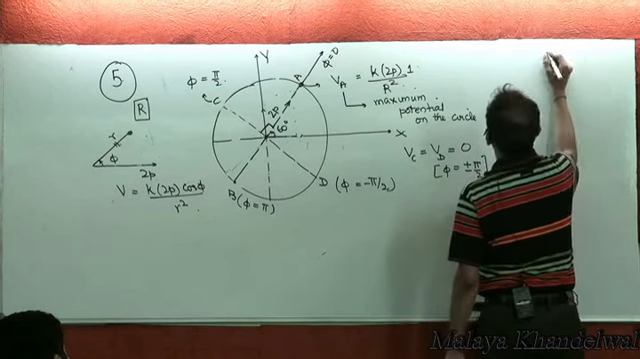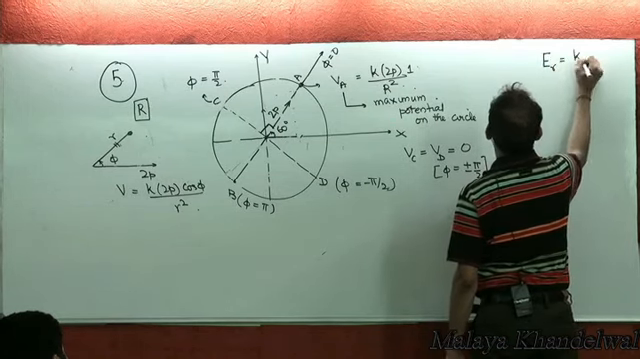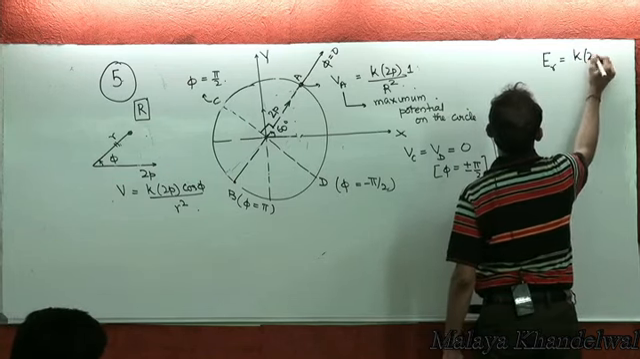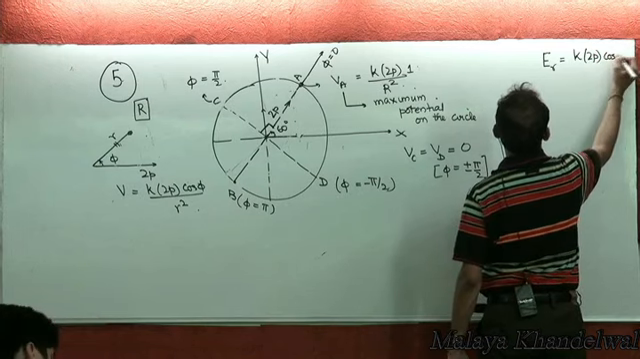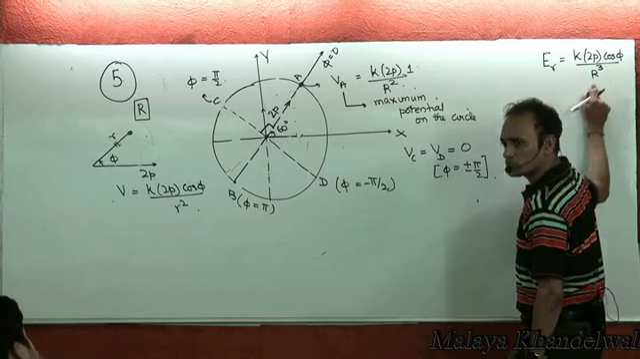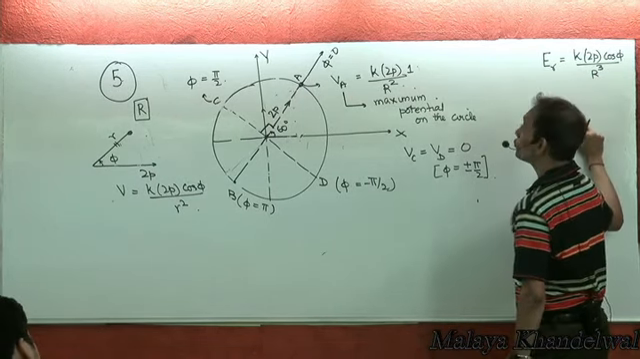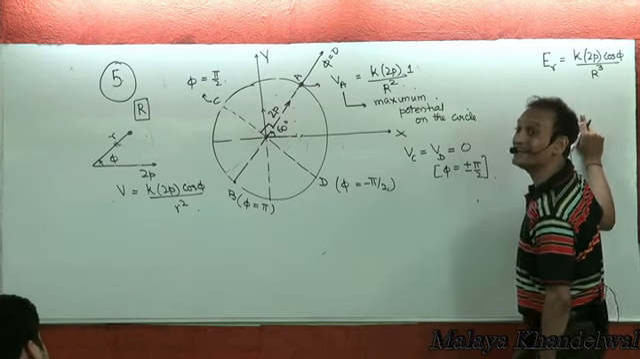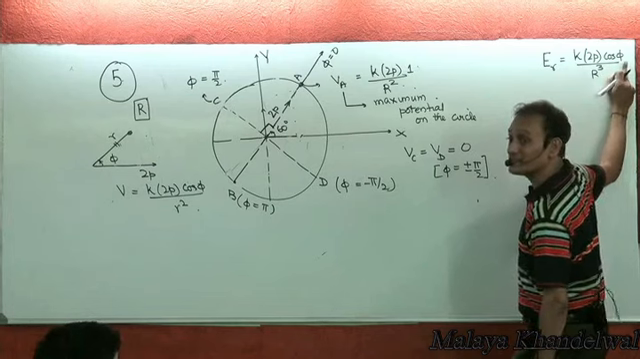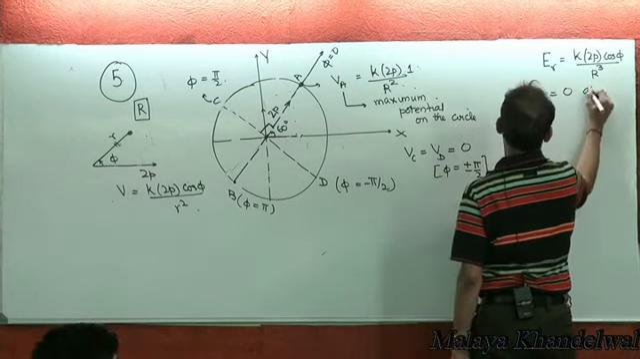See, the electric field in the radial direction is given by what? K times 2p cos phi by r cubed for any point on the circle. Small r will be capital R, right? So, at C and D, phi being plus or minus pi by 2, E_r would be 0. So, E_r is 0 at C and D.